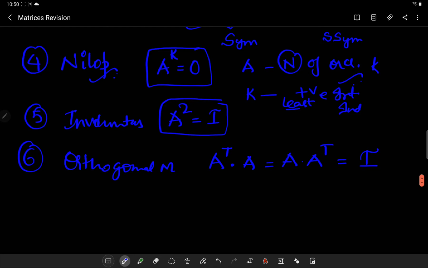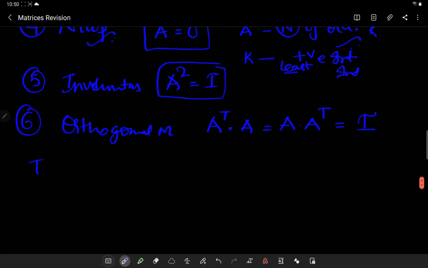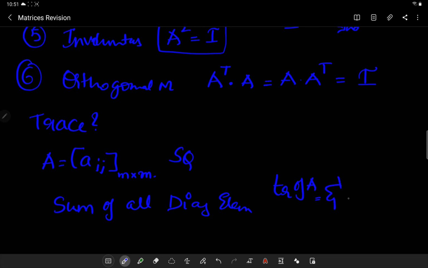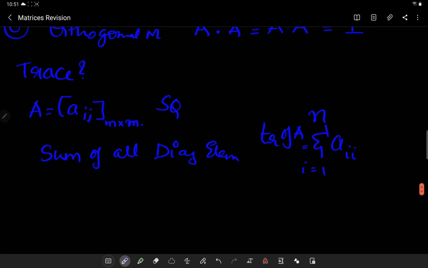Now, what is the trace of a matrix? If you have a matrix Aij with elements row into column, m into n, here m into m, this is a square matrix. So the trace is simply the sum of all diagonal elements. Try to remember this. This is very important. So simply I can write summation of Aii, where i is equal to 1 to n.